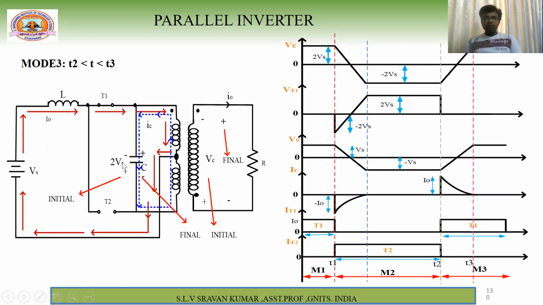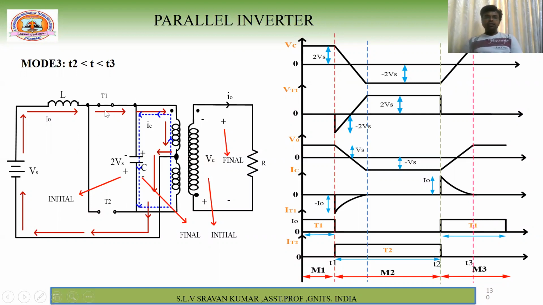So these are the initial polarities, and because of the current flowing in this direction, your capacitor voltage polarity will reach plus 2 Vs. This is the initial. Further, the capacitor current will be flowing in this direction. So at the end of this mode the polarities will be like this. We will reach the initial state, that means this state. Because of these polarities you have plus 2 Vs.